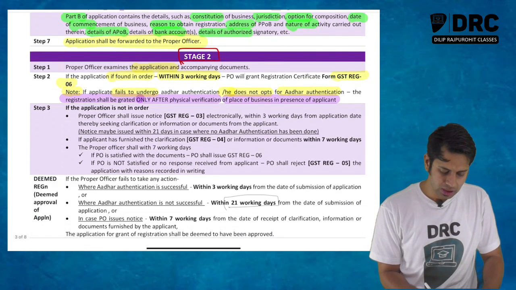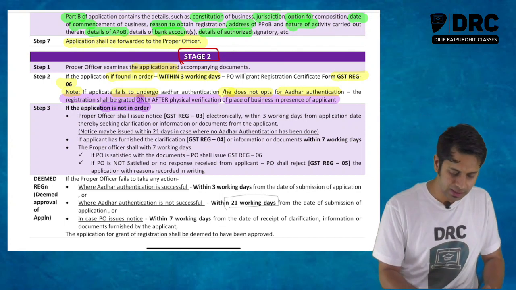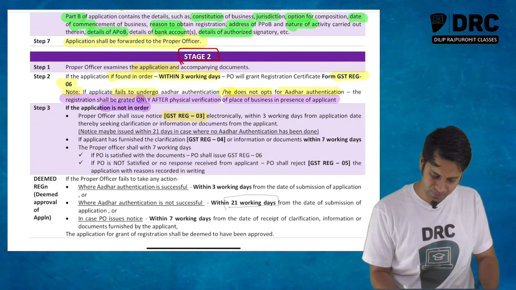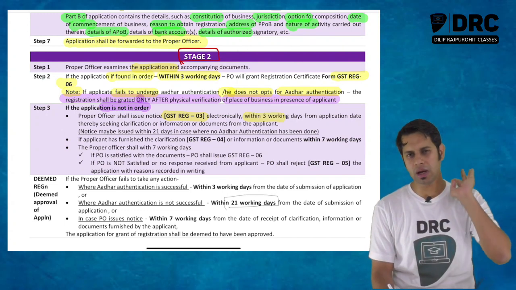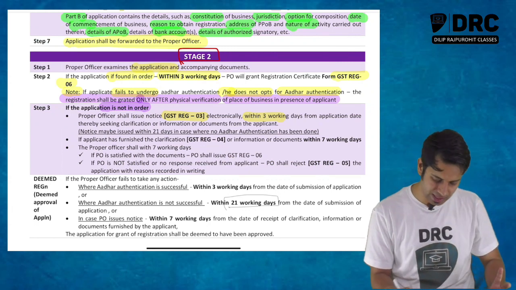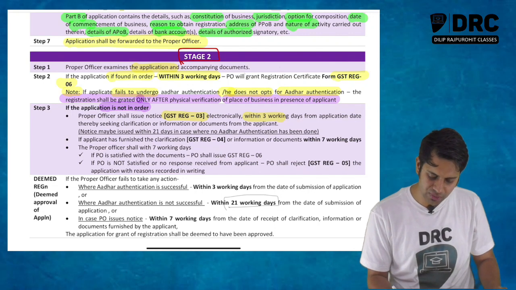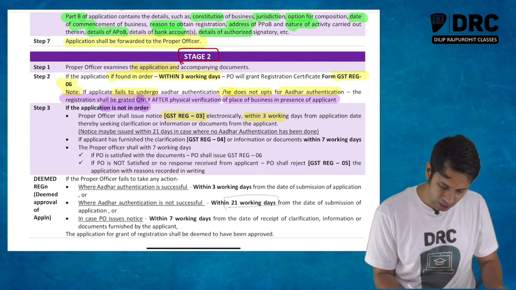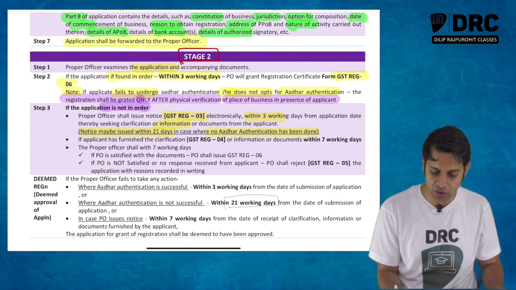Now, sir, what if the application is not in order? Whatever application I have submitted, he is not satisfied with it. Then he will give a notice to me in Form GST REG-03. That notice also will be given within 3 working days. He can either approve or give notice within 3 working days. The proper officer shall issue a notice within 3 working days, seeking clarification or information. Notice may be issued within 21 working days if no Aadhaar authentication is done.